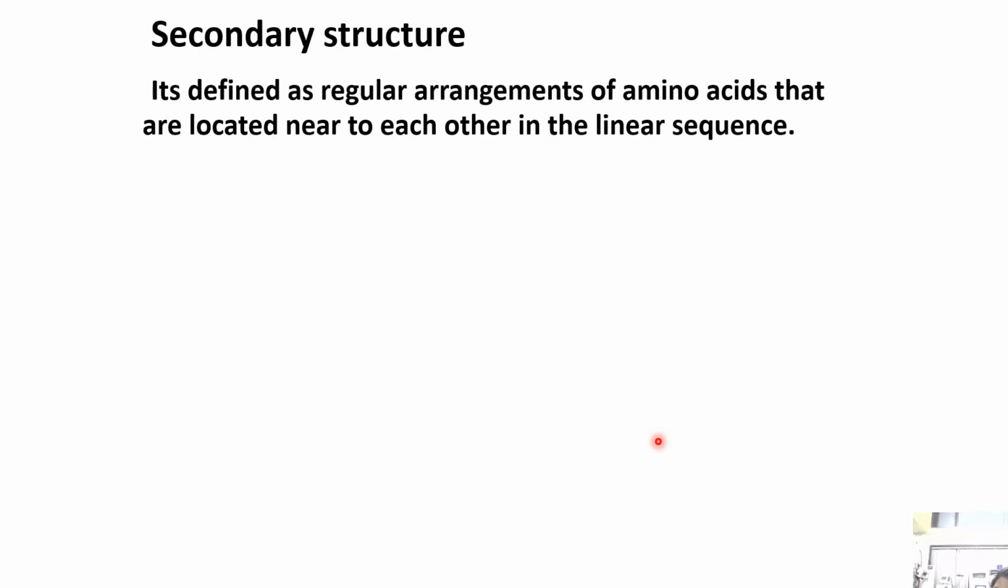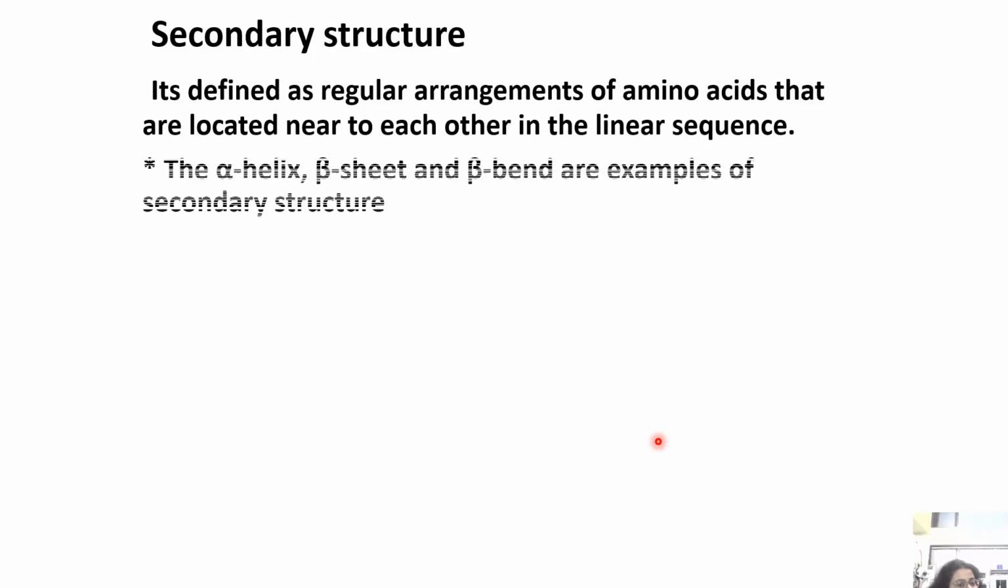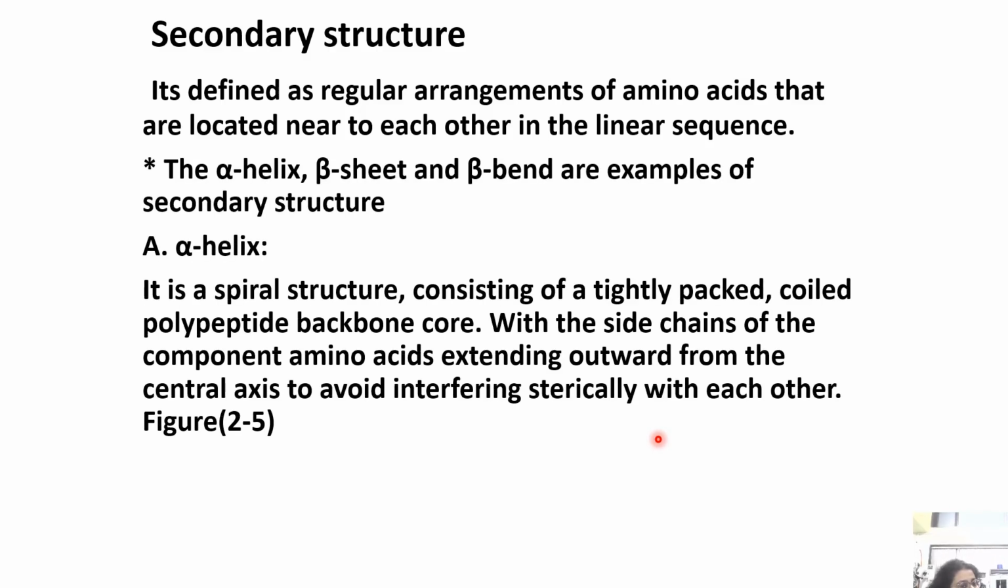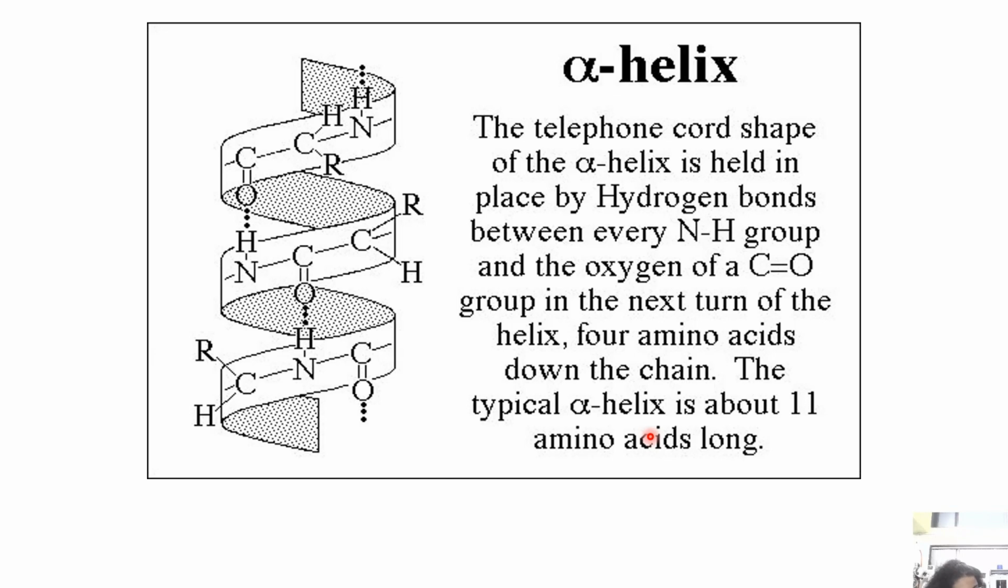Now, if we talk about secondary structure, it is defined as regular arrangements of amino acids that are located near each other in a linear sequence. The alpha helix, beta sheet, and beta bend are examples of secondary structure. So if we talk about the alpha helix, it's a spiral structure consisting of a tightly packed, coiled polypeptide backbone core with the side chains of the amino acids extending outward from the central axis to avoid sterically interfering with each other.